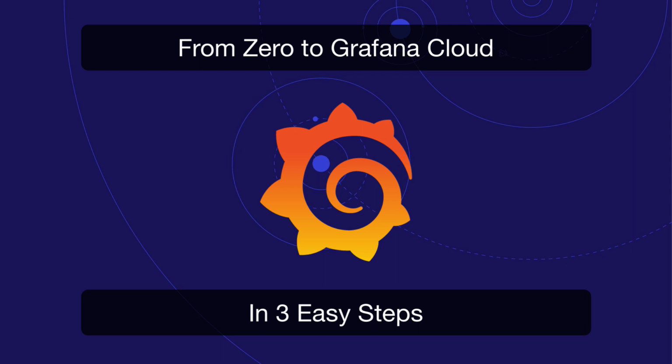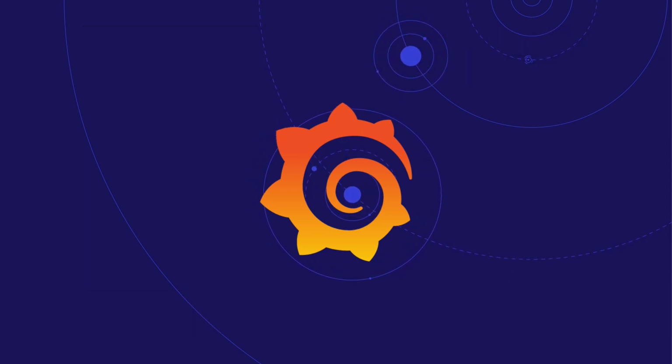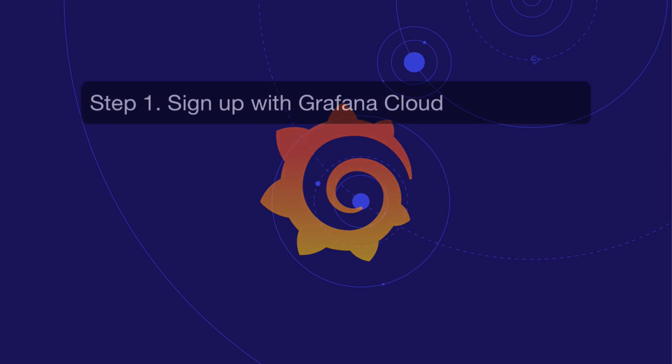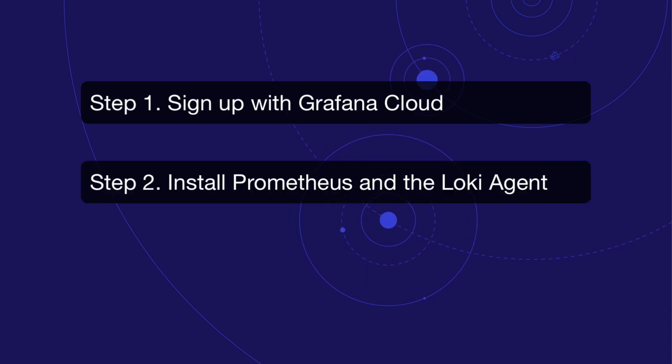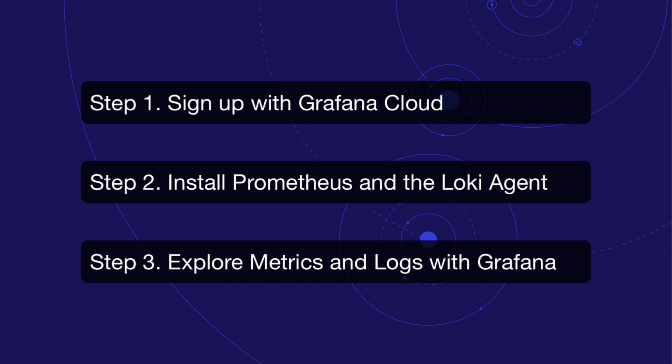Today I'll show you how to get started with Grafana Cloud and start visualizing your Kubernetes metrics and logs in 3 easy steps. First, we're gonna sign up with Grafana Cloud for a fully managed Grafana, metrics and logs. Second, we're gonna install Prometheus and Loki agents on our Kubernetes cluster. We'll also install Nginx as our sample application. And as a last step, we're gonna explore those Nginx metrics and logs in our hosted Grafana.